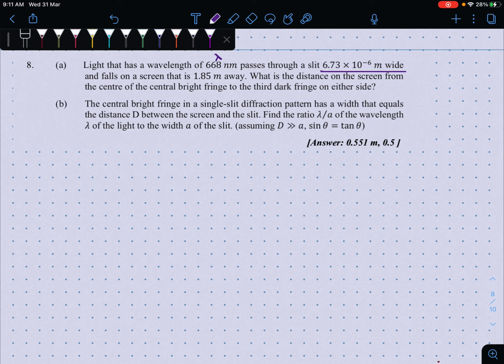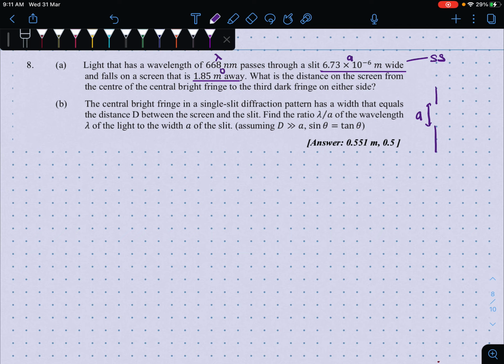meter wide. These things indicate that this is a single slit question because what is given in the question is the slit width. Okay, bukan jarak antara slit, gap of the slit. Keluasan slit itu diberitahu. Okay, kalau Young's double slit dia kena bagi tahu adalah separation between the slit, jarak antara dua slit. Okay, apa yang dia bagi adalah gap of the slit. Okay, keluasan satu slit itu. So this is a single slit question. Falls on the screen that is 1.85 meter away. So this is the capital D.